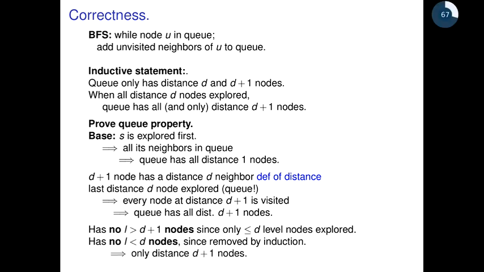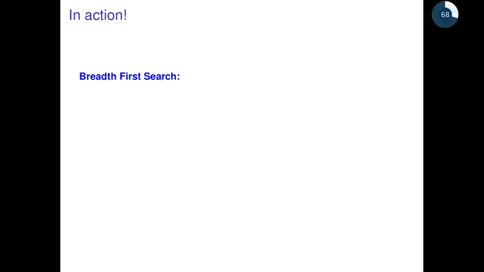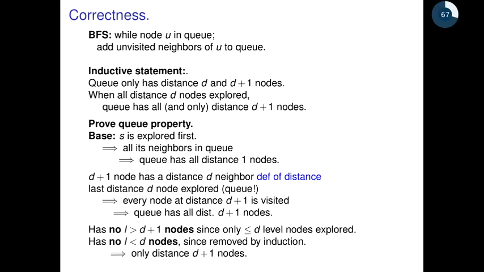Okay, so this gives us the inductive statement, and by induction the algorithm works. Every time you label a node, you have to go back and look at the algorithm and check that every time you put a node in the queue, you label it properly. And that's just what you do. You label it one more than its neighbor.